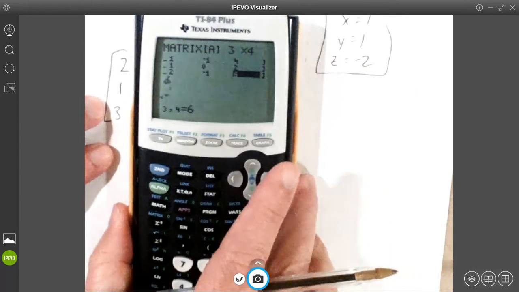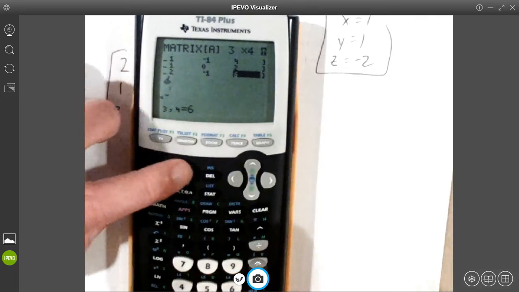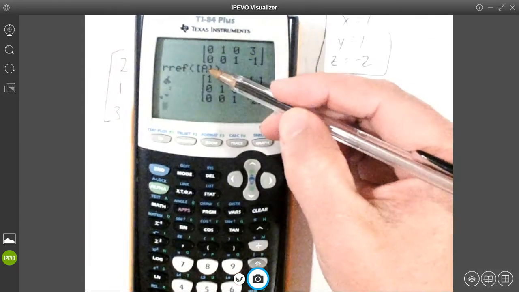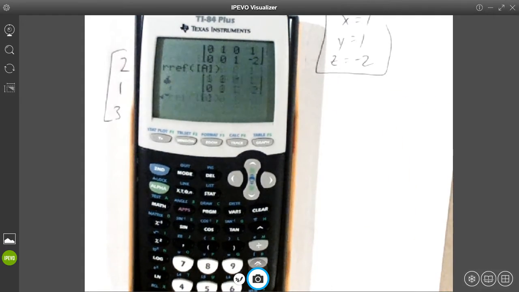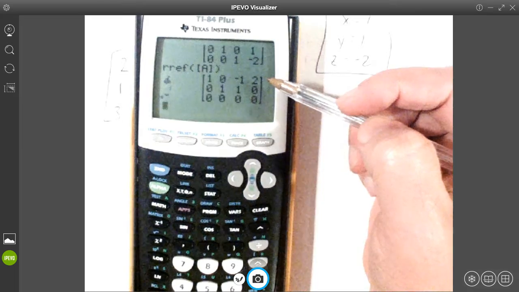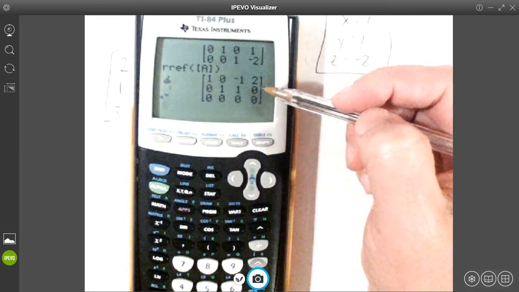All right. So there's my matrix A. So again, I hit second quit. And again, the last thing I did was put matrix A in reduced row echelon form. So if I just hit enter, that's what it's going to do again with my new matrix. All right. So now you'll notice, hey, wait a minute, something goofy is going on here.